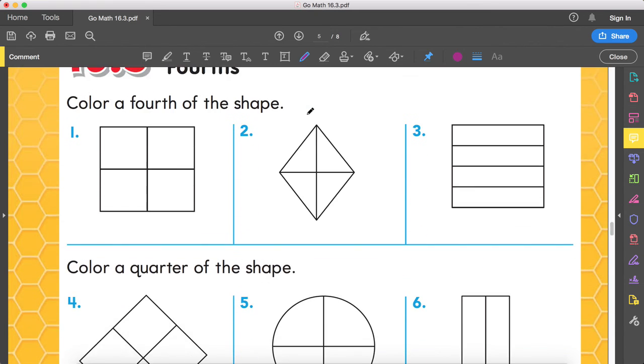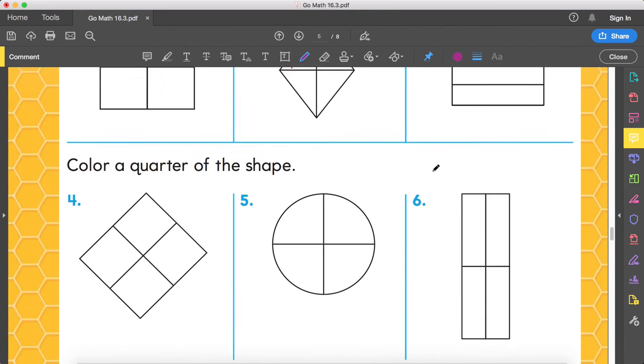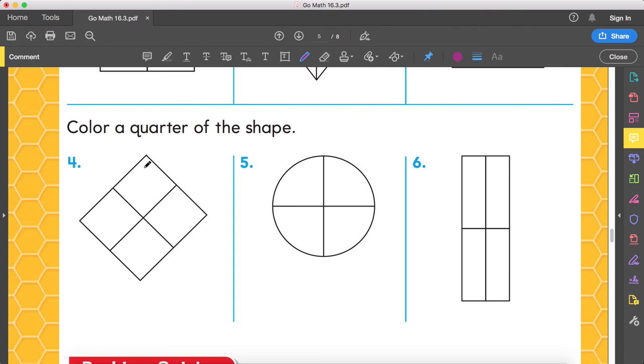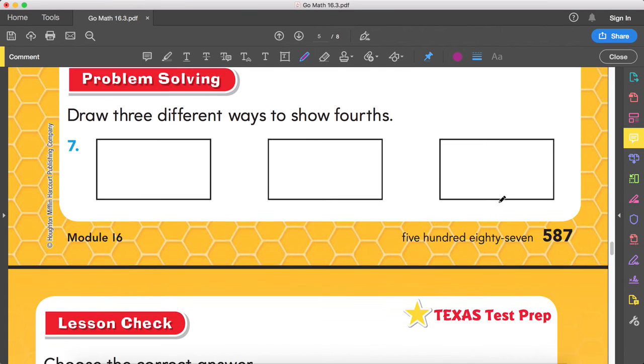Homework, that is for you to do. Color a fourth of the shape. So 1/4 of the shape is just 1 square, or 1 section. Over here, it would be 1 triangle. Over here, what would it be? It would be 1 rectangle. Good job. Color a quarter of the shape. So it would be 1 square, 1 pizza slice, and 1 rectangle. Draw 3 different ways to show fourths. I know of 2 different ways, but if you can show me a third way, I'll give you bonus points.